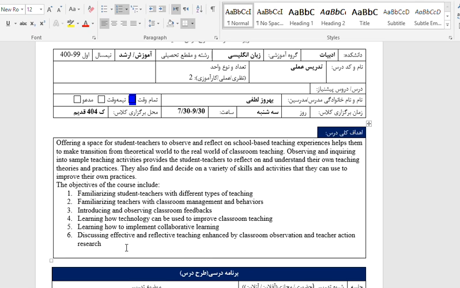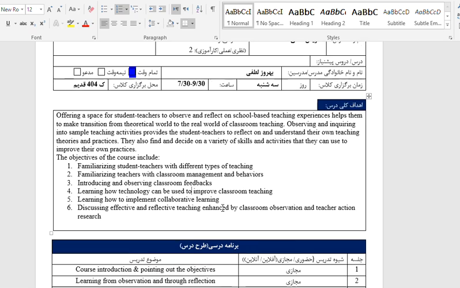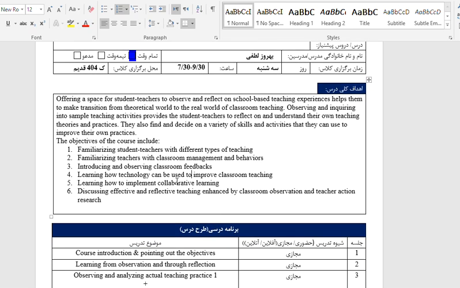Learning how to implement collaborative learning. Collaborative learning is very important. You can see these things in sample teaching or teaching practices. Discussing effective and reflective teaching enhanced by classroom observation and teacher action research. If you think about these objectives, you can understand that you are learners of teaching.